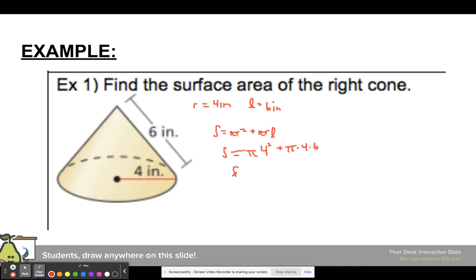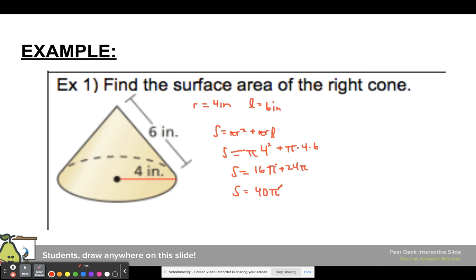And solving that out, surface area is going to be equal to 4 squared, which is 16 pi, plus 4 times 6, which is 24 pi. Adding those two together, because they are multiples of pi, 16 plus 24 is going to give us 40 pi.